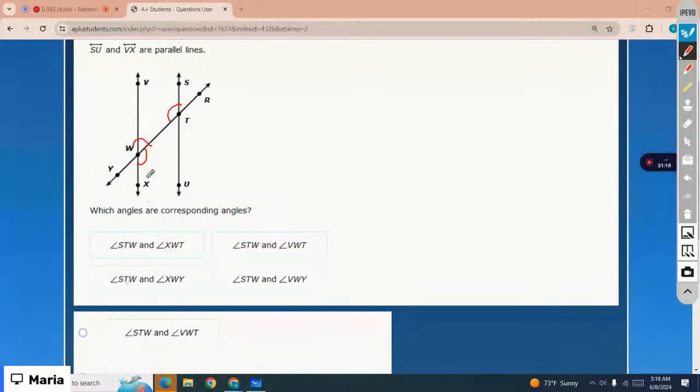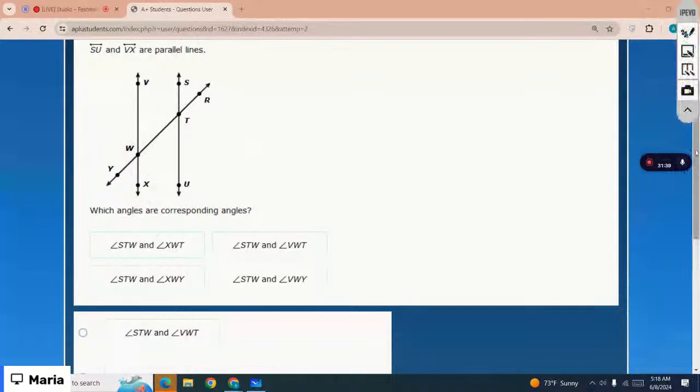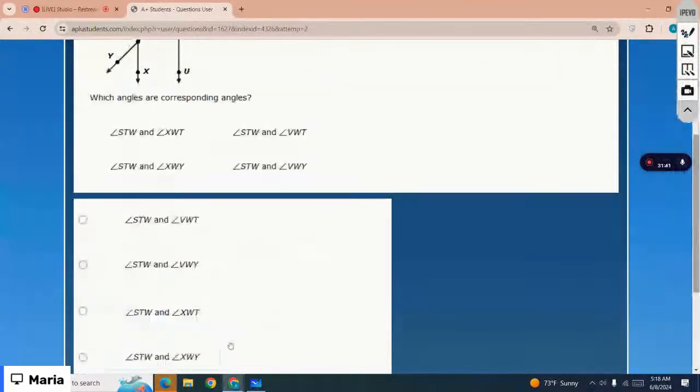STW and XWY, no, they are not the corresponding angles. STW and VWY, they are the corresponding angles. STW and VWY are the corresponding angles. Got it? The correct option is option number 2, VWY, right?